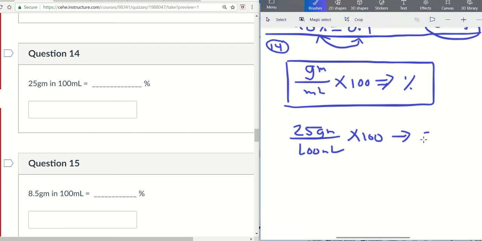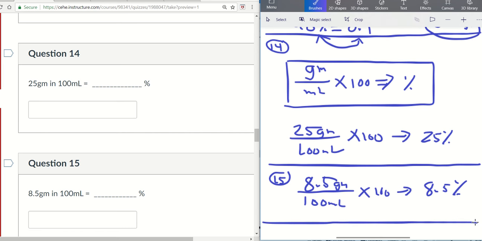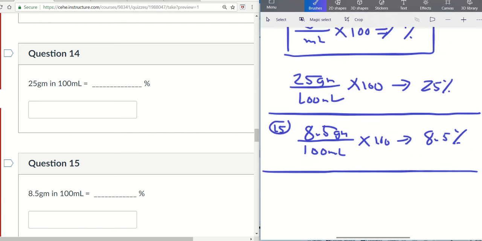You will get what percentage? 25%. For 15, 8.5 grams over 100 mLs. Don't forget to multiply by 100 to get to percentage. 8.5. So very similar to the first two when we had to find grams. Whenever you're dealing with the 100 mLs, it'll make your life easier.